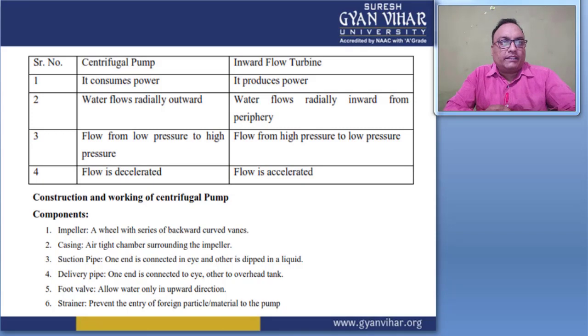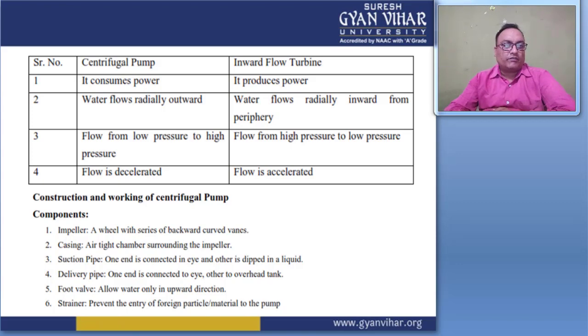And this is the working of the centrifugal pump, and these are the components: impeller, casing, suction pipe, delivery pipe, foot valve, and strainer. These are the main components of this centrifugal pump. An impeller is a wheel with a series of backward curved vanes, and the casing is an airtight chamber surrounding the impeller.